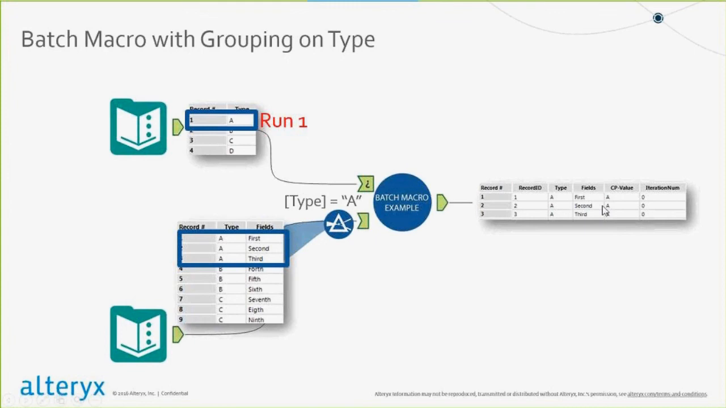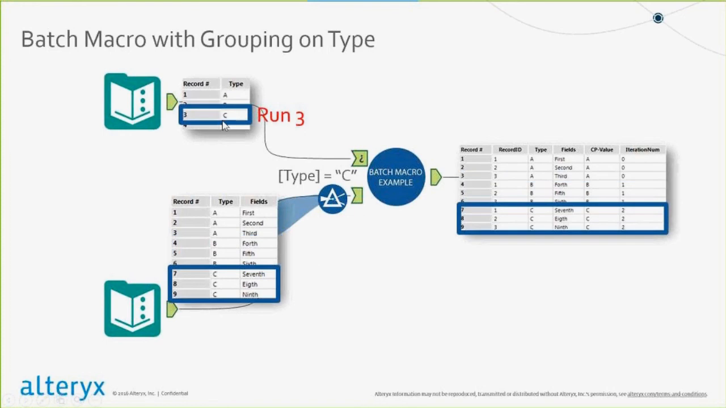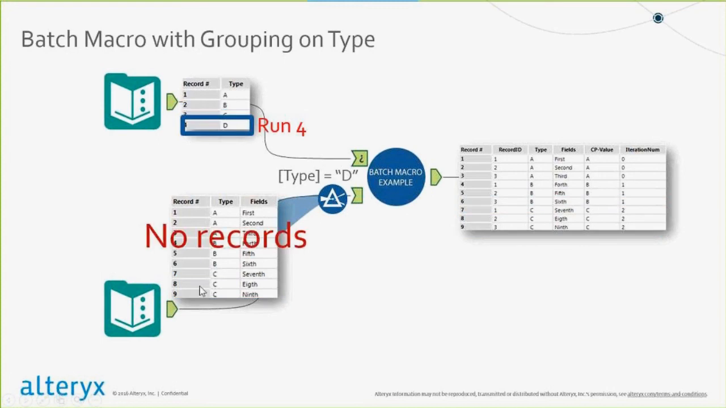and they get output as part of a data set. Now, if I move on to run 2, you can see my type B filters in. I pull in the next 3 records, and it gets appended to my data set. Run 3, same behavior. I run the type C in. It asks for all the type C's from the input data set, and I have 3 output. What happens on type D? Well, we have no records in type D from our data set, so it's not going to match against anything. It's just not going to process those because there's nothing appropriate for that batch.